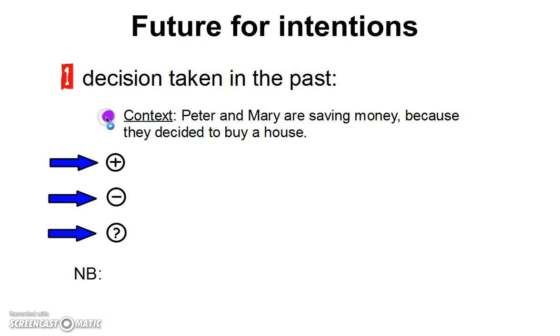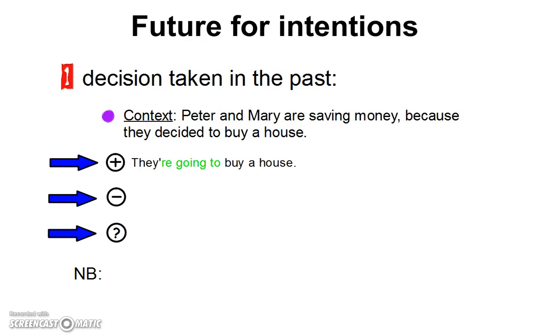So let's have an example. Imagine that Peter and Mary are saving money because they decided to buy a house. Okay, so there is premeditation. They took a decision in the past, decision to buy a house, and now they are saving money. So in the future, we can say that they are going to buy a house. Okay, that's their future action.